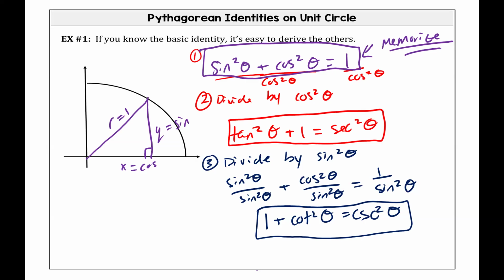Okay, so purple, memorize. Then you can create the other two, just by dividing the purple by cosine squared or sine squared. If you want to remember all three, go for it. But you can create the other ones from one, so there's less you have to memorize.